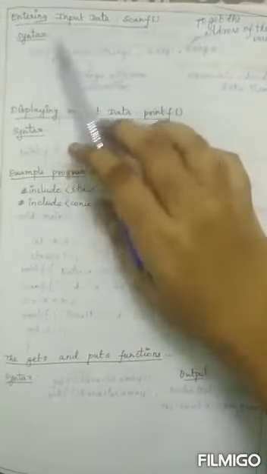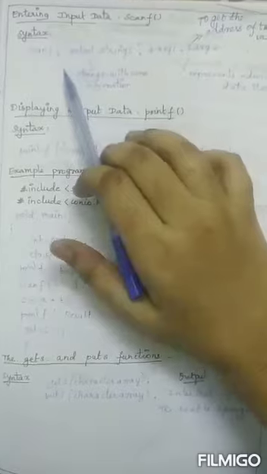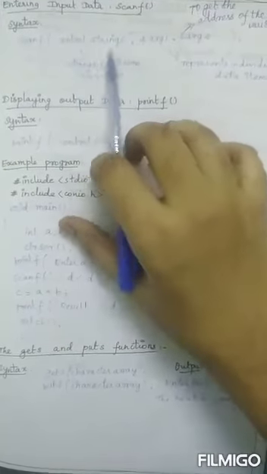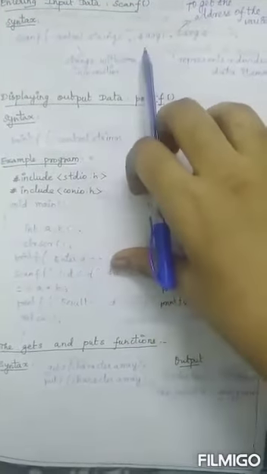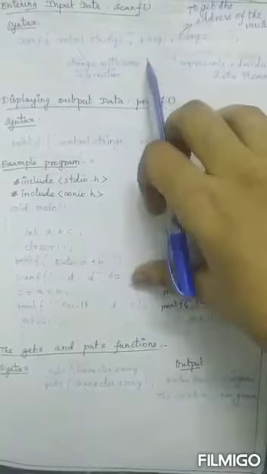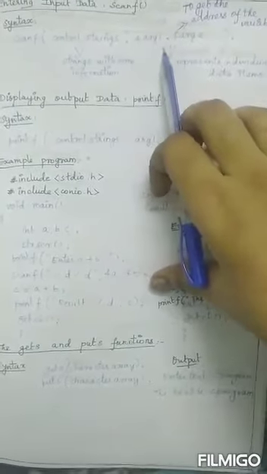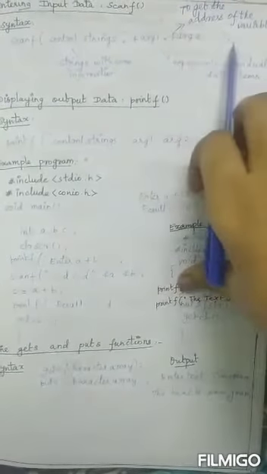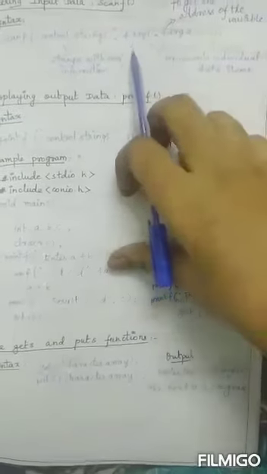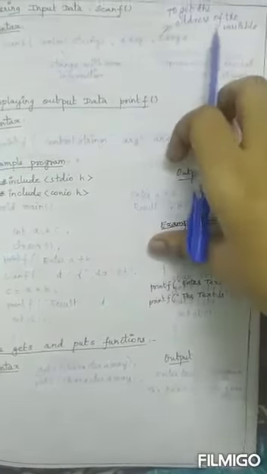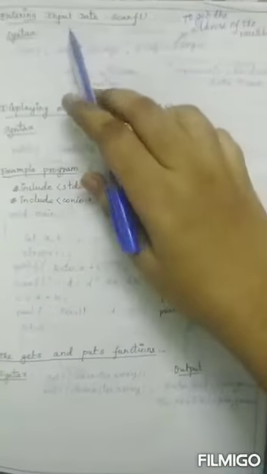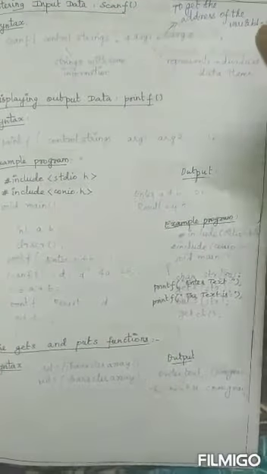So the syntax for the scanf is scanf, bracket, double quotes, control strings, comma, ampersand argument 1, comma, ampersand argument 2, semicolon. And this ampersand symbol represents the address of the variable, to get the address of the variable which the user has given, that should be transferred to the computer. So for that purpose this ampersand symbol is applied here.